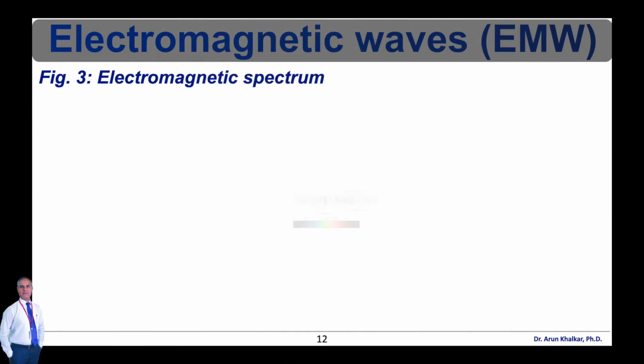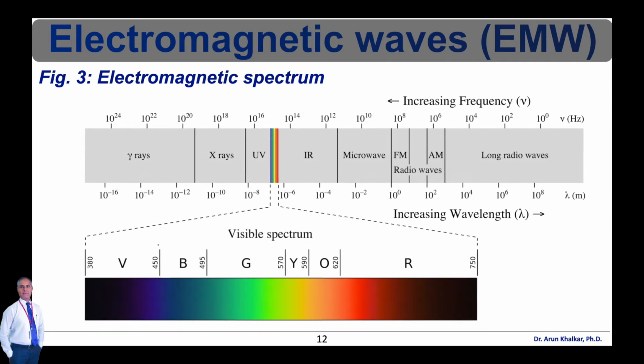Now let's see the electromagnetic spectrum, which is shown here in this figure. You can see that as the frequency of electromagnetic waves increases, the wavelength decreases. According to the segments of electromagnetic waves, here you can see the gamma rays, X-rays, ultraviolet rays, visible spectrum, infrared, microwaves, radio waves, that is FM and AM, and long radio waves.